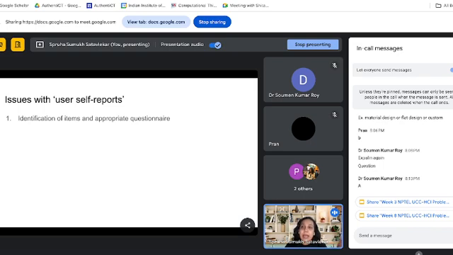Then again, there is reliability and then repeatability of the questionnaire. So usually, to tackle that, what we try to do is we take up existing questionnaires.